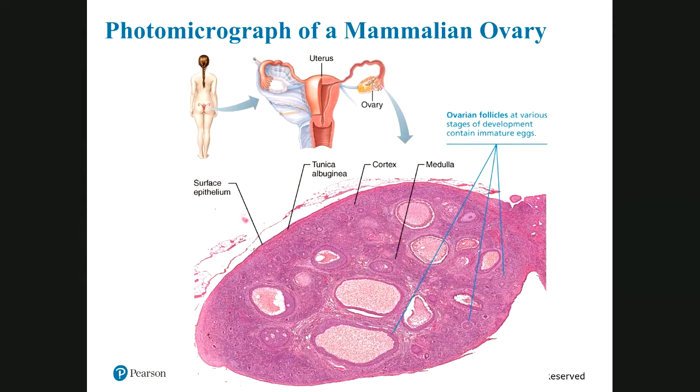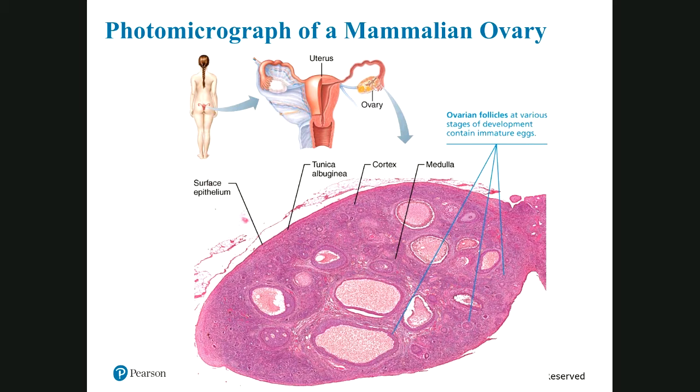Ovarian follicles are tiny sac-like structures embedded in the cortex. Sorry, that's the cortex. The medulla contains large blood vessels and nerves. That's the medulla. I got a little confused over here.